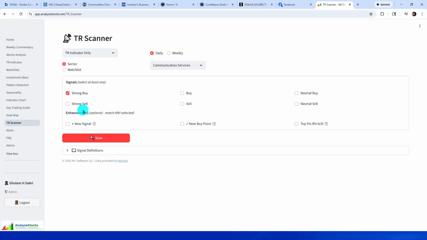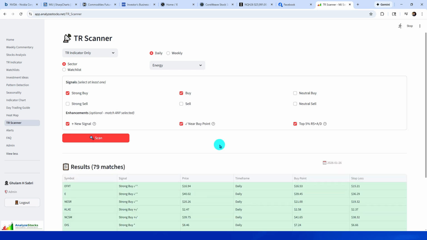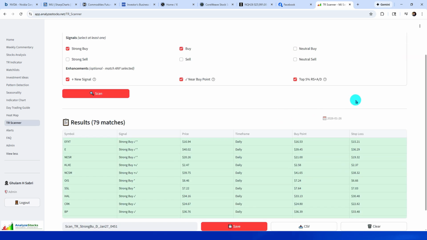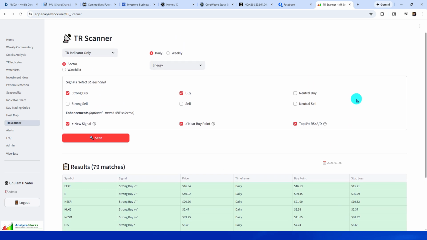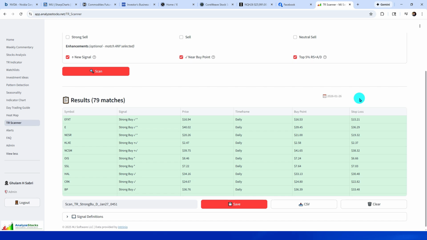If we just want to scan a watch list of a sector and see which stock has given us a strong buy, new signal or near buy point on the daily or weekly, we can run this particular scan. For example, on energy, we want to see which has given buy or a strong buy, or is at a near buy point, we run the scan. It will give you these stocks, because energy was a very good sector. It performed very well during the last 1 month. Most of the stocks are either in a strong buy zone or a buy zone.